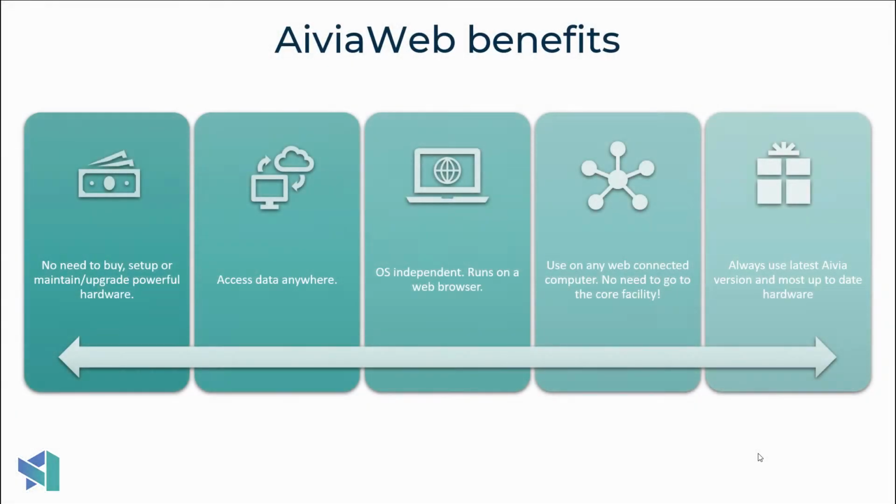So in summary, these are the key benefits. There is no need to buy, set up, or maintain large amounts of hardware. You can access your data from anywhere, assuming it is living in the cloud already. It is OS independent. You can access it from any computer, so you don't need to go to a core facility or any specific physical location to access it. And you will always use the latest Aivia version on the best possible hardware.